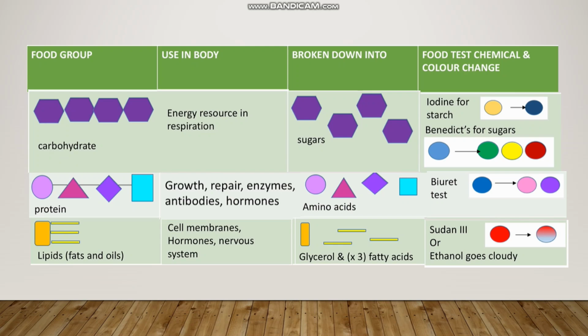Ethanol is the easier way to test if lipid is present. Ethanol is usually put into the solution of the food and it's mixed around. If lipids are present, then the solution will go cloudy. Sudan III is a red chemical which is mixed with the food sample, and if lipids are present, there will be separation in the food. The top layer will go bright red, and the bottom will stay whatever color the food was. If it goes bright red, that means lipids are present.